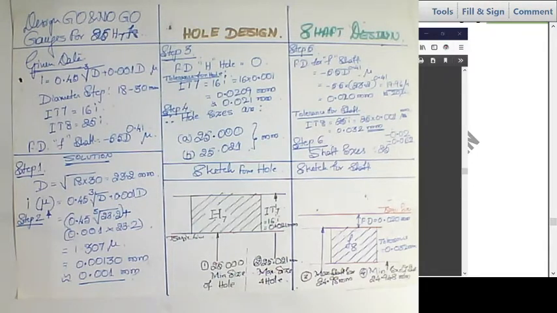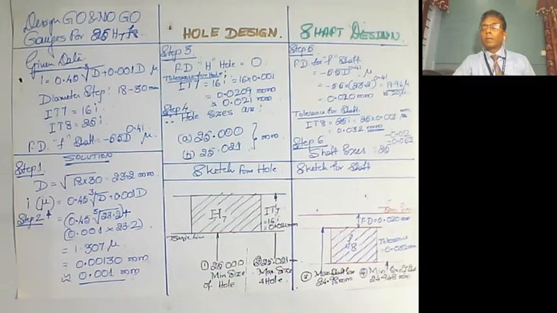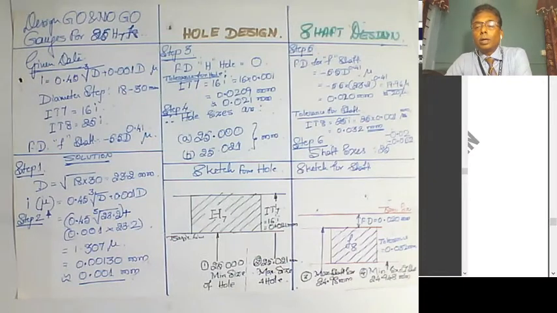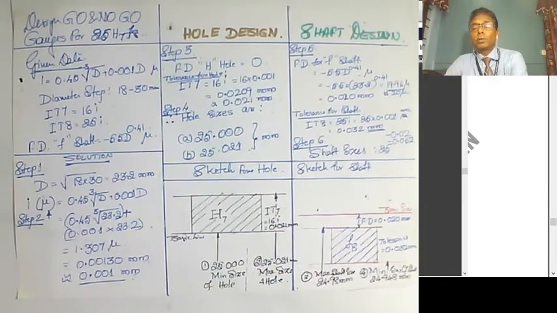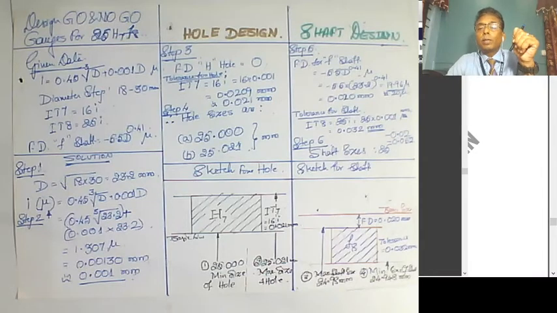Okay, sorry, there was a slight disturbance. Now as I said, D is equal to root of 18 into 30, which comes out to be 23.2. i value is given as 0.45 cube root of D plus 0.001 D. This answer you get here in microns. In step 2, the D value you need to substitute in terms of millimeters, that is 23.2. Just find out what you get: 1.307 microns or 0.00130 mm.